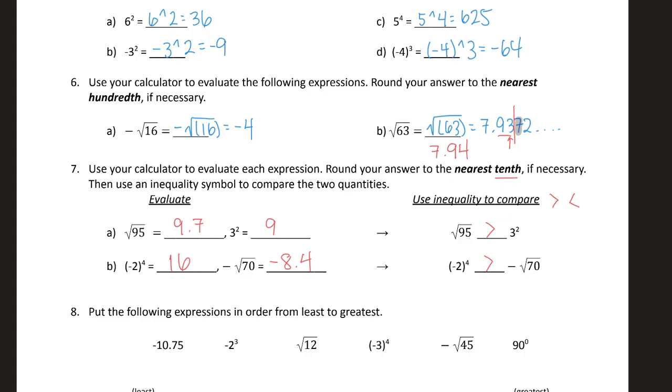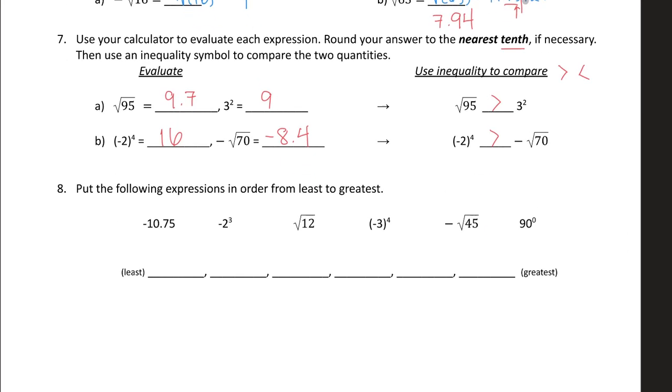All right, for number 8, we need to put these expressions from least to greatest. So first thing we need to do is we need to evaluate them. So we need to figure out what they are when we put them in our calculator. The first number is already written. It's already been evaluated, so we don't need to do anything there. The second one, we're going to do negative 2 to the 3rd power, which is negative 8. The next one we're going to do is the square root of 12, which is about 3.5.